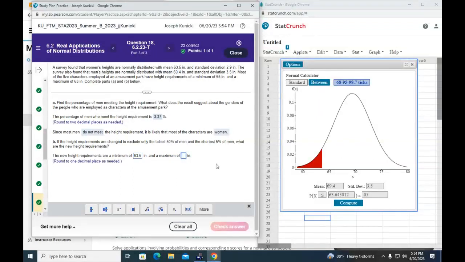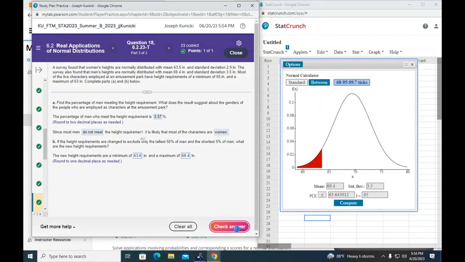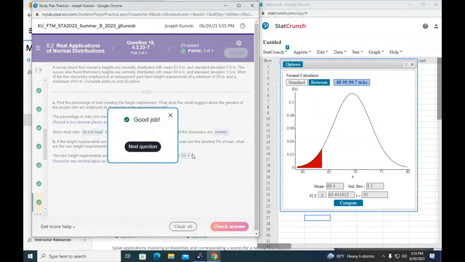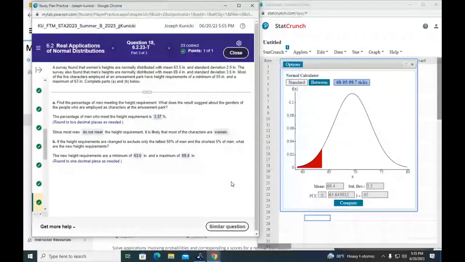Well, that's just the mean. So it's 69.4. Because the mean separates at 50-50. So I don't got to compute it. I know it already. All I have to do is calculate the lower 5%, the shortest 5%. Let's do that. You see why I didn't have to calculate this one? Because it says 50%. Well, the 69.4 already captures that value, 50% either side.